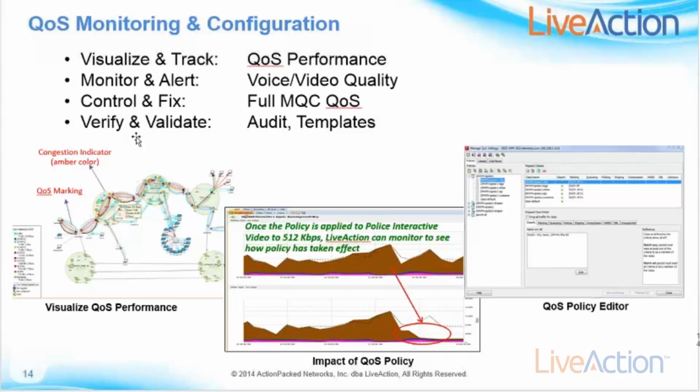LiveAction also tracks QoS performance on a per class basis. So within a class, we can show you the traffic and the class drops. And then we provide other monitoring and alerting functionality to enable proactive notification of potential issues, especially for voice and video applications. And then we have this fully graphical configurator that allows you to modify QoS policy on the fly and then instantly validate those changes. And with a click of a button, you can create a QoS audit report that looks at every QoS policy on your network and tells you if there is any misconfiguration or issue with them.